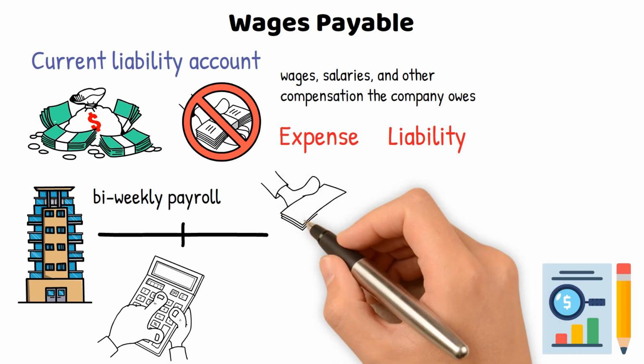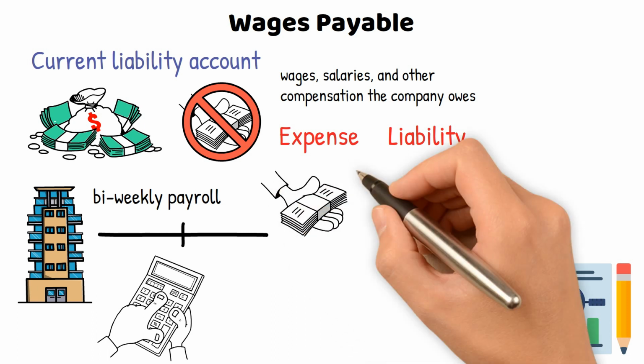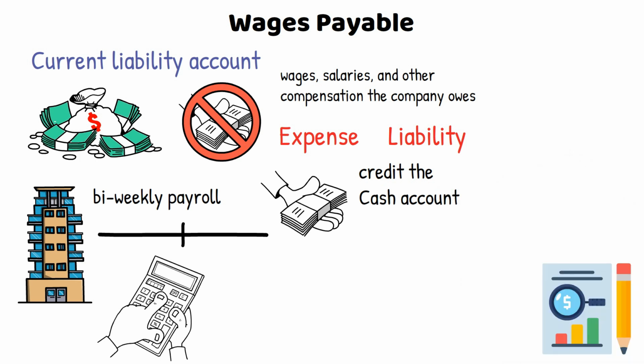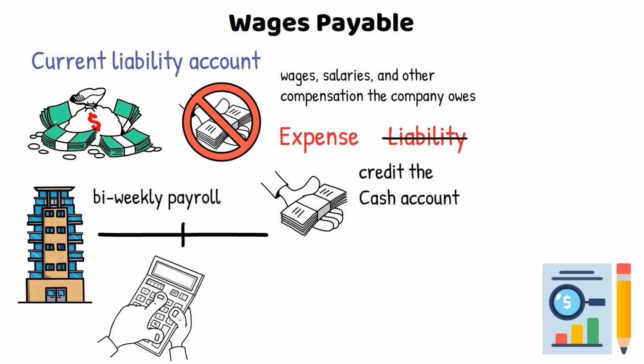When the company pays its employees for the work performed, it will debit the wages payable account and credit the cash account to reflect the payment made. This will reduce the balance in the wages payable account and remove the liability from the company's financial statements.